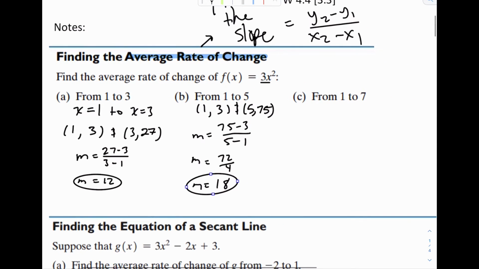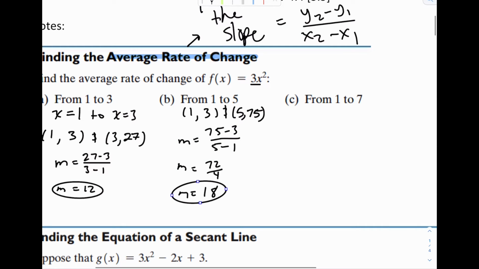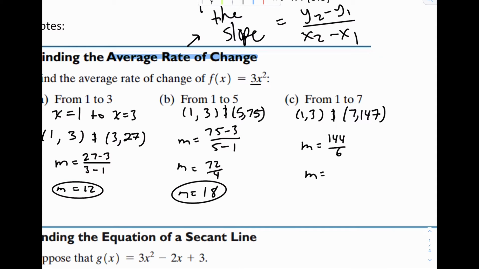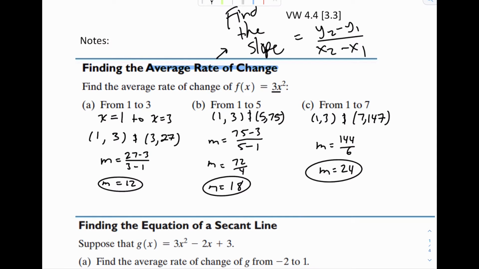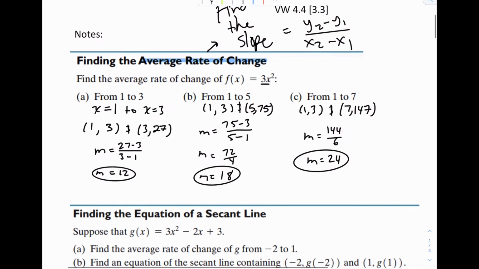Okay, last one here. So now you're seeing the pattern of this: 1, 3, and 7. Plug in 7, that would be 147. So M is going to be 144 divided by 6, which is again a nice number, 24. Alright, so mechanically this is quite simple, but I really need you guys to understand conceptually what is happening.